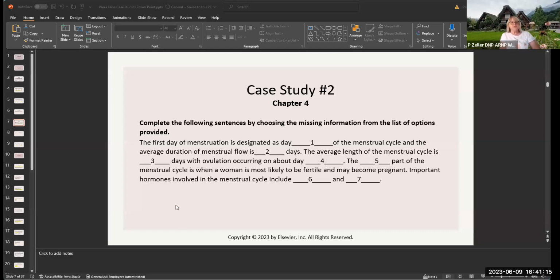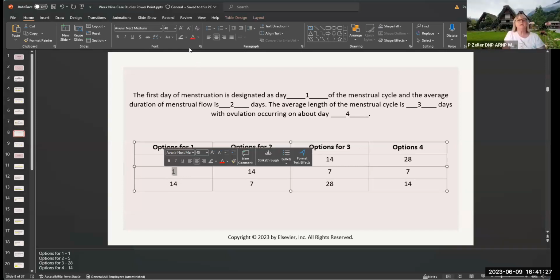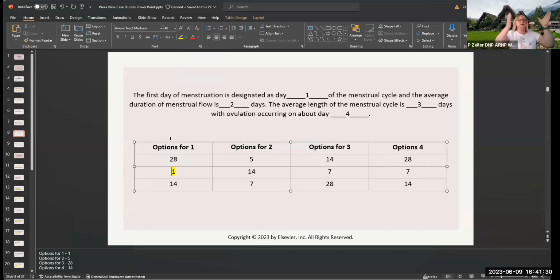So the first day of menstruation is designated as what day of the cycle? Day 1. Yeah, that's when we call the cycle. So day 1 of the period through until the next period starts, it's called the cycle. Okay. The average duration of menstrual flow is what? 7 days. The average length of a menstrual cycle from day 1 to the next day 1 is how long? 28.